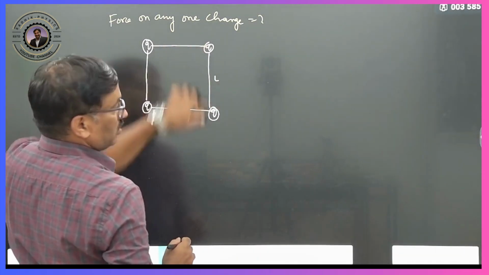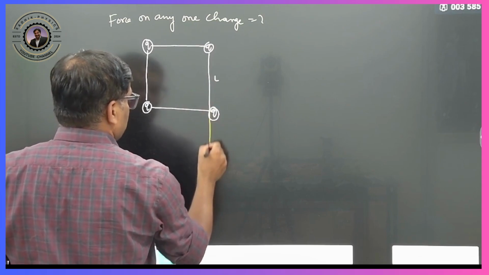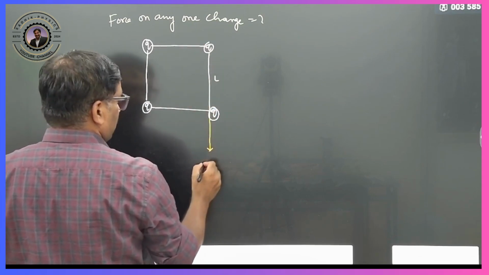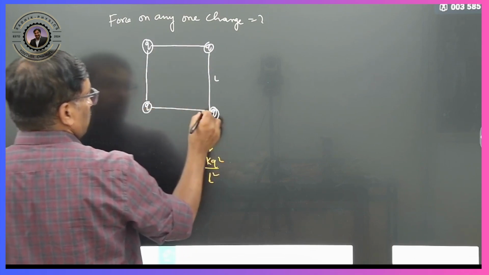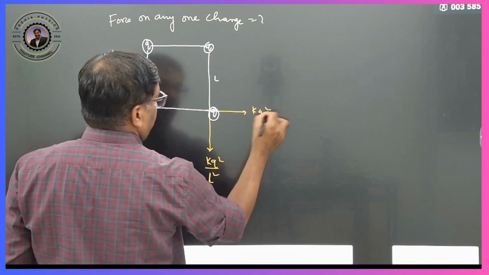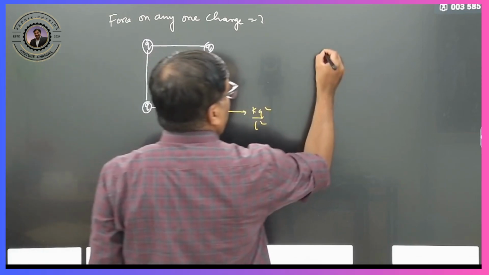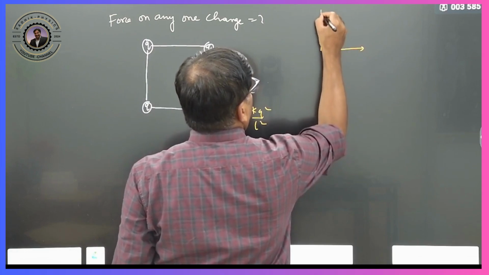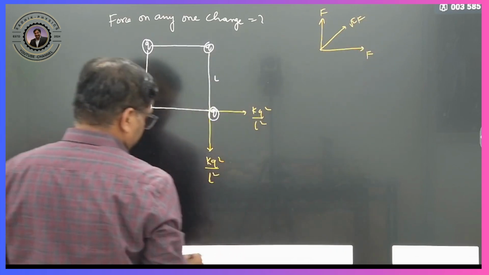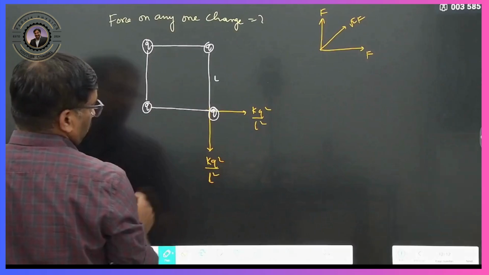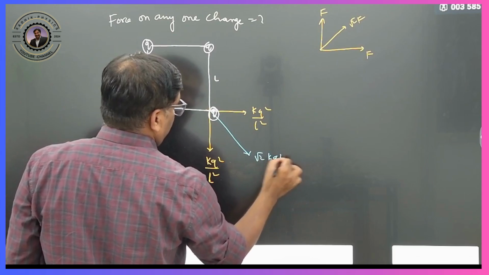These two charges undergo repulsion, so along the straight line joining them, what is the formula? KQ square by L square. Clear? These two are also undergoing the same, therefore KQ square by L square. So these two forces are perpendicular. If two forces are perpendicular, the resultant force is nothing but root 2 into F. Clear? Now, this is nothing but root 2 into KQ square by L square.